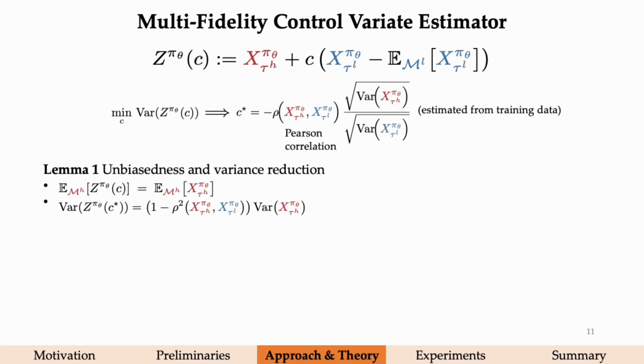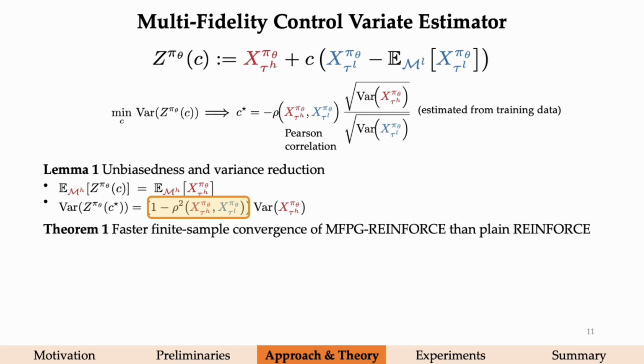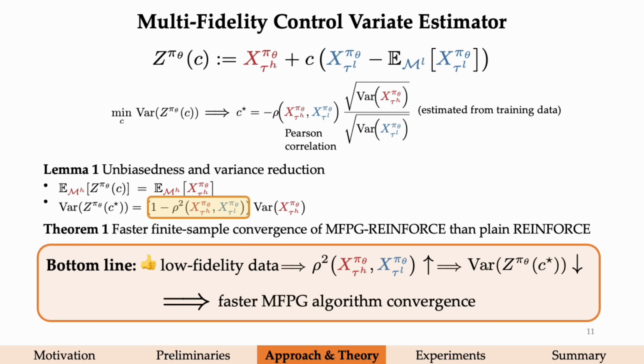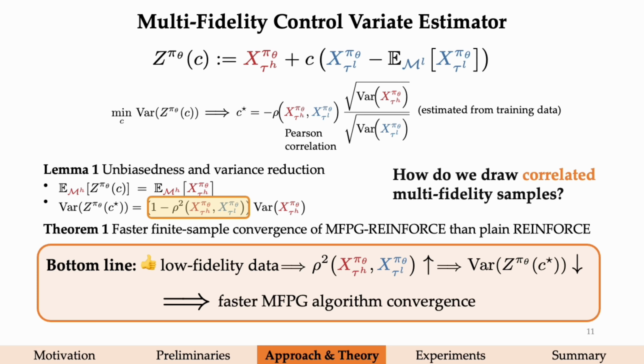This estimator has two key properties. It is unbiased with respect to the high-fidelity random variable, so we do not bias the gradient. And its variance at the optimal c is reduced by a factor of 1 minus rho square. So higher correlation translates to lower variance. In the paper, we use this to prove faster finite sample convergence for MFPG reinforce compared to standard reinforce. So the bottom line is, better low-fidelity data quality translates to higher correlation, lower multi-fidelity estimator variance, and faster MFPG algorithm convergence.